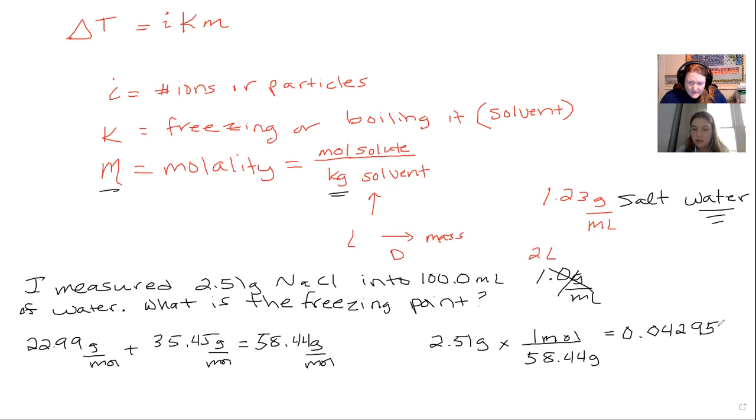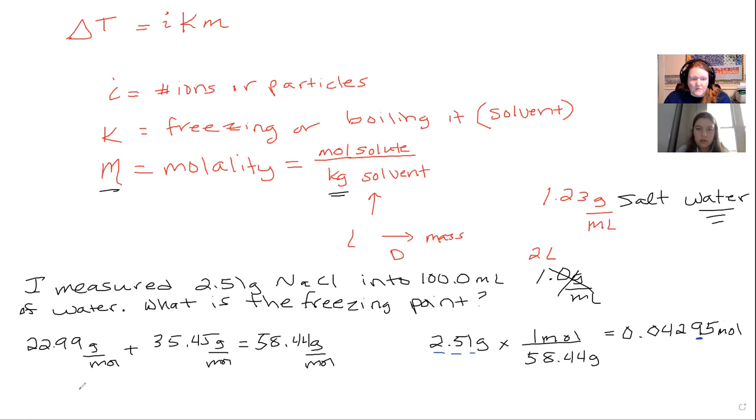0.04295. Okay, and that'll be moles. And when we take a quick look at our sig figs, we'll notice we have three in our original data. So this is our last significant figure, but I'm not going to round yet. I'm just keeping track of that, so when I do get to the end, I know where I have to round. Okay, so that's how many moles we have.